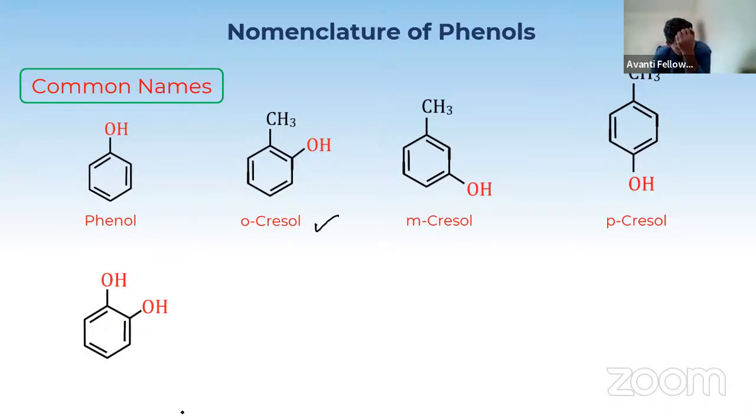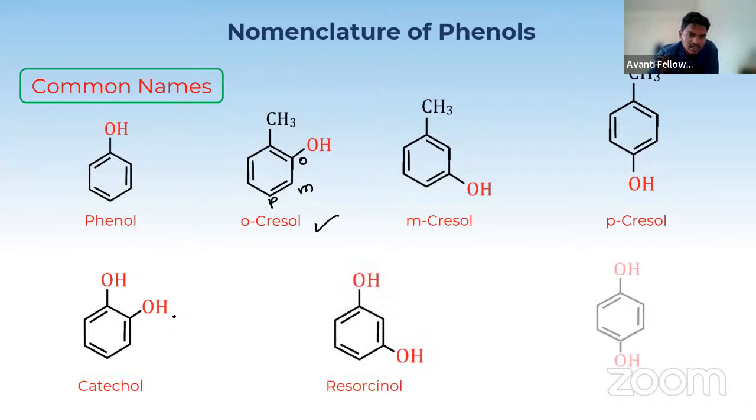Okay, so that is cresol. Next, meta isomer means this is ortho, this is meta, and this is para. Now in this case, if you see both of the oxygens: catechol, resorcinol, and quinol. Quinol, okay, not quinoline, quinol. So these are some of the important common names.